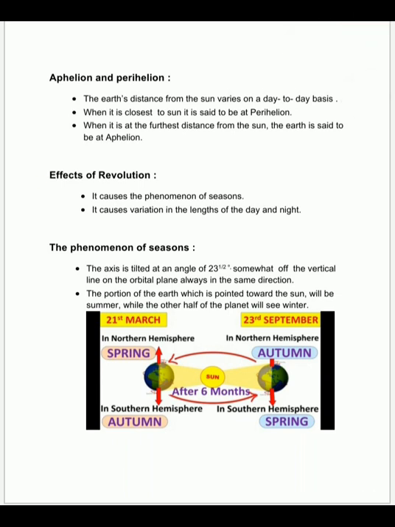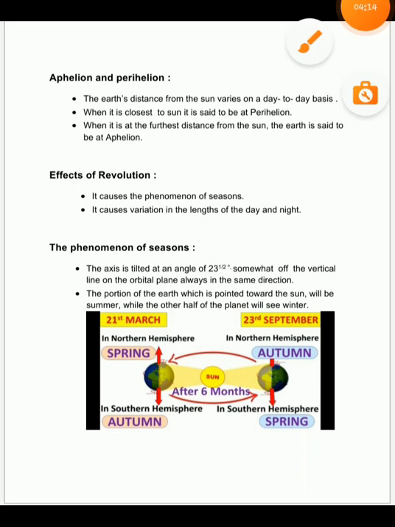Next is the effect of revolution. It causes the phenomenon of seasons. It causes variation in the lengths of the day and night. First comes the phenomenon of seasons. The axis is tilted at an angle of 23 and a half degrees from the vertical line on the orbital plane, always in the same direction. The portion of the Earth which is pointed toward the Sun will have summer, while the other half of the planet will see winter.